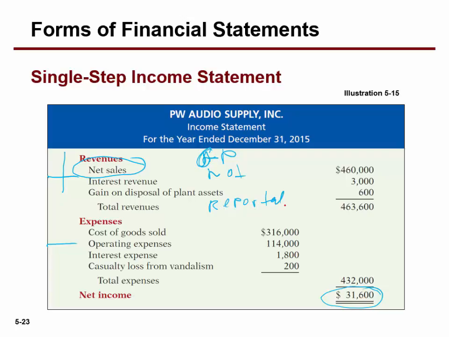I look at this and I'm like, why do they call it the single step? Shouldn't they call it the two-step? Step one is revenues, step two is the expenses. And then I heard that the country western people were going to sue them if they called it the two-step. No, I'm just kidding. So they call it the single step. Never mind. Sorry.